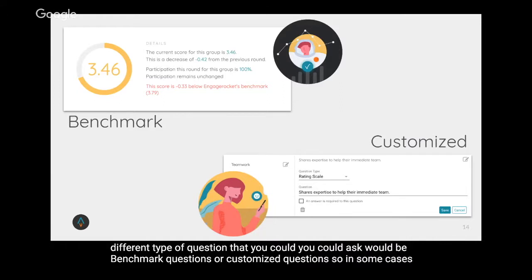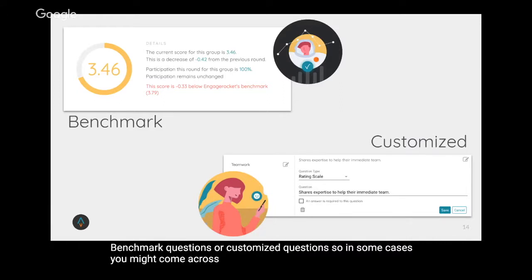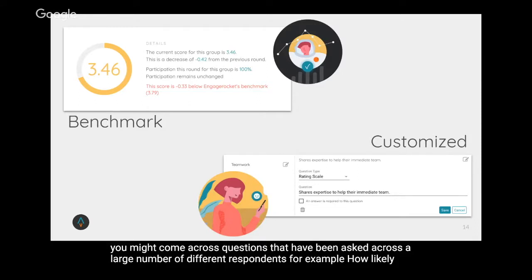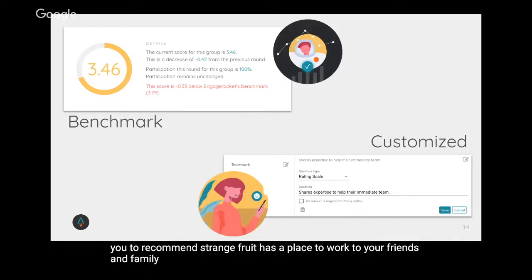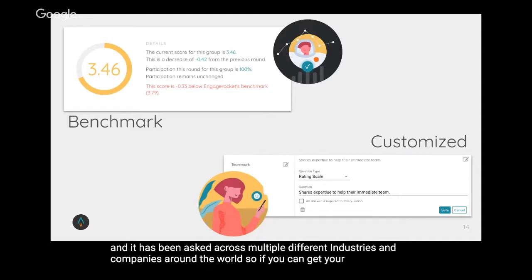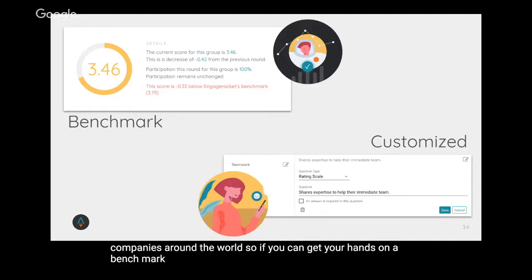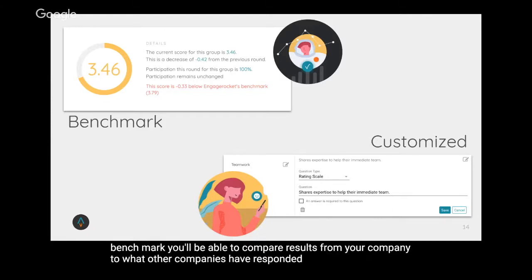So in some cases, you might come across questions that have been asked across a large number of different respondents. For example, how likely are you to recommend Strange Fruit as a place to work to your friends and family? Now, this is the Employee Net Promoter Score question, and it has been asked across multiple different industries and companies around the world. So if you can get your hands on a benchmark, you'll be able to compare results from your company to what other companies have responded to for this specific question.